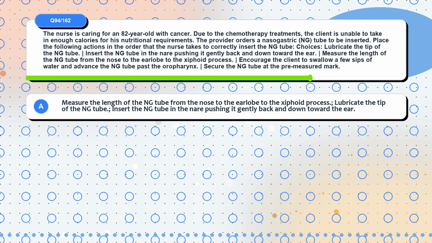Here are the options. Option A. Measure the length of the NG tube from the nose to the earlobe to the xiphoid process. Lubricate the tip of the NG tube. Insert the NG tube in the naris, pushing it gently back and down toward the ear.